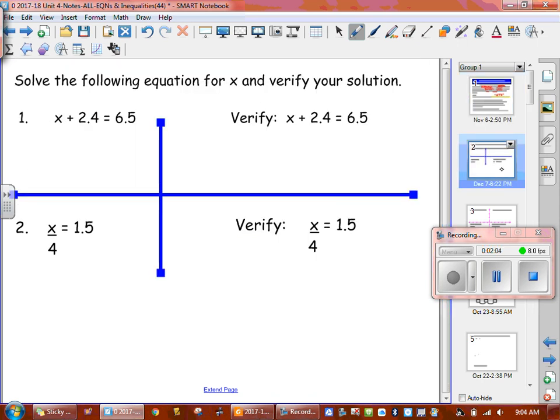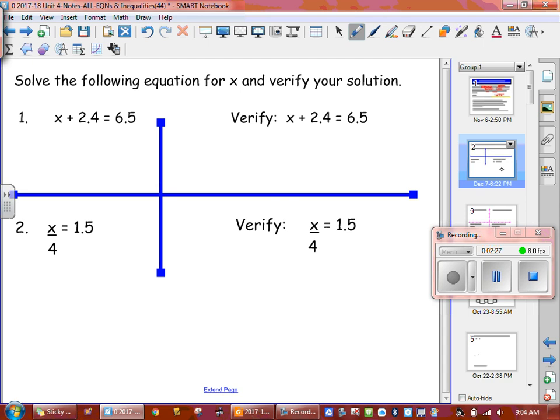Our first example, we have a one-step operation. These are all one-step operations. So how do we get x by himself? Any ideas how we can get the variable all by itself? We want to isolate it. Brackets? Well, we don't need brackets in this case. We need to move something across the equals sign.